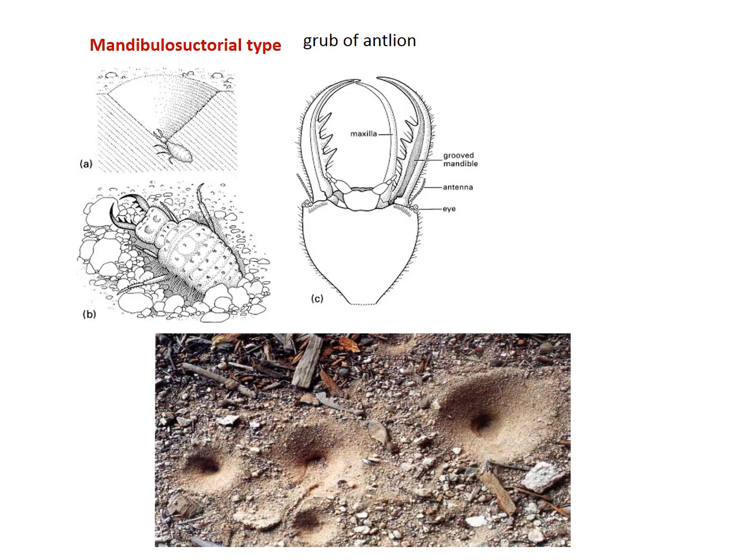So this is a picture of the mandibulosuctorial type of mouthpart of antlion. You can see the grooved mandibles and the maxilla fitting on the mandibles. Antennae also we can see, the eyes also we can see here.